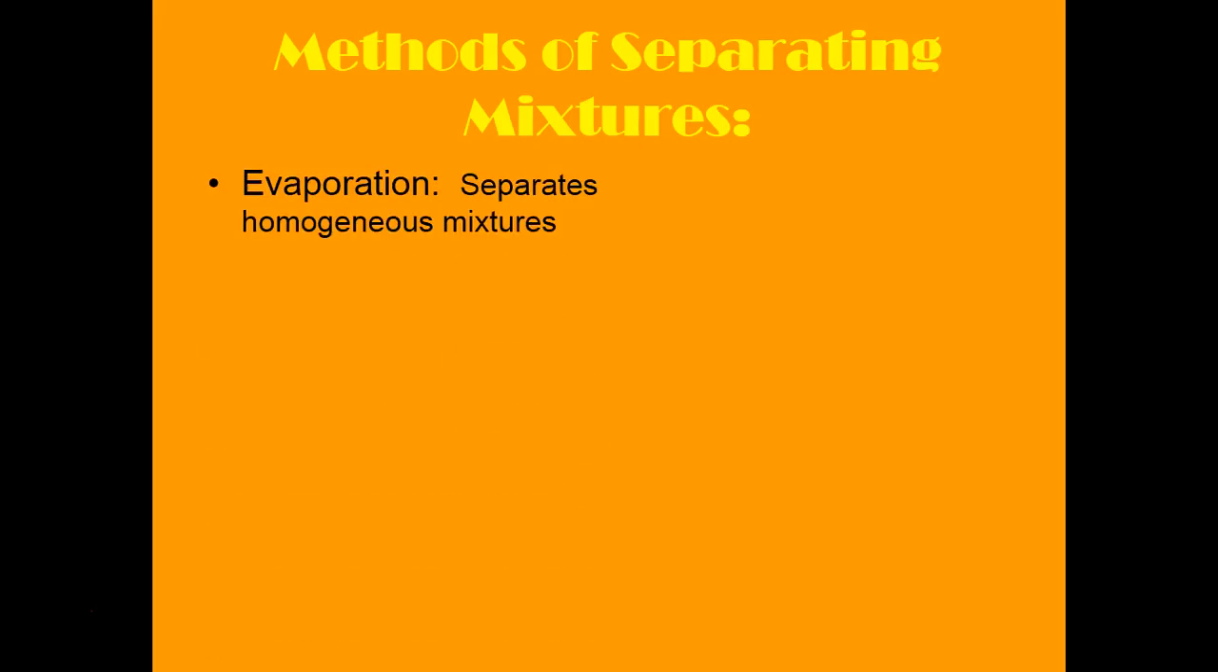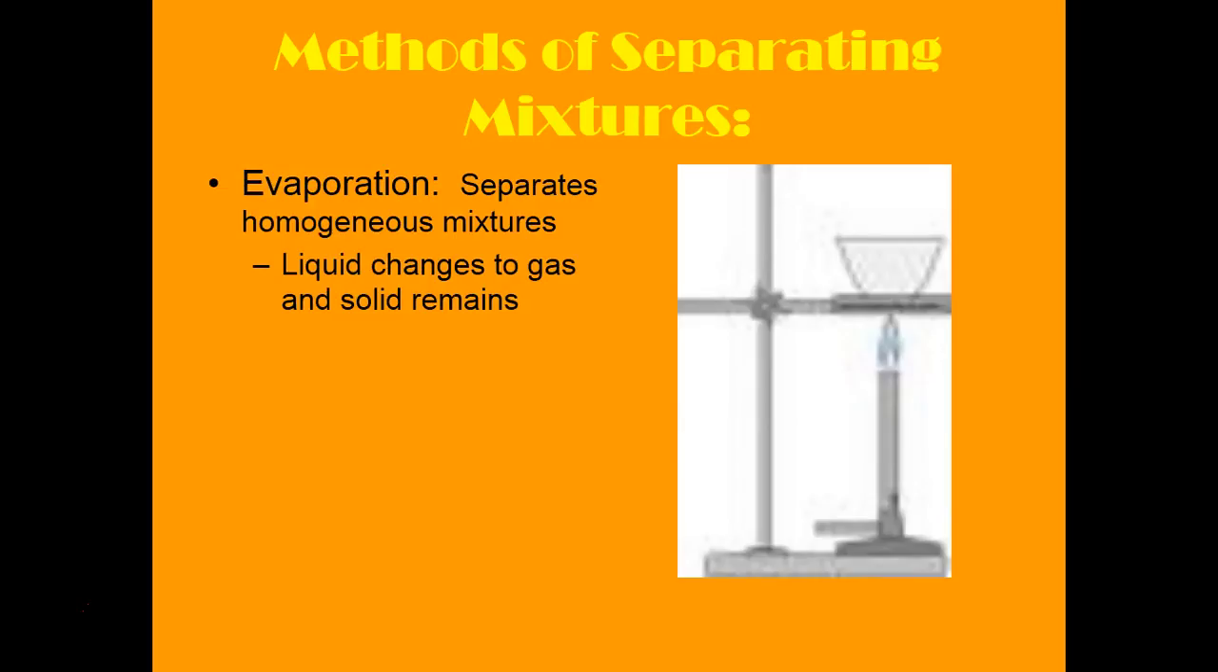All right, I'm going to move on to something else here. We're going to talk about different ways of separating things. Basically, if you have different substances and they're mixed together, we're talking about how to get them separate. The first one we're going to talk about here is evaporation. You should have done this in your lab.